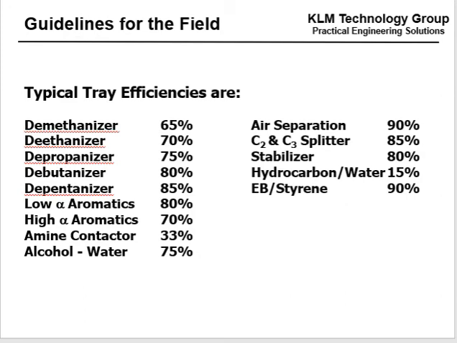I will typically remove trays based on what I think the tray efficiency is. So if it's a 30 tray column and it's 70%, I might only simulate 21 or 22 trays, something like this. So 70% times 30 is 21. Demethanizer, deethanizer.